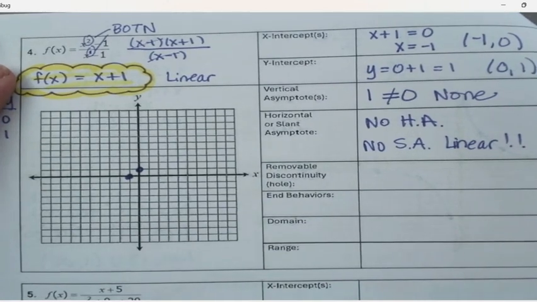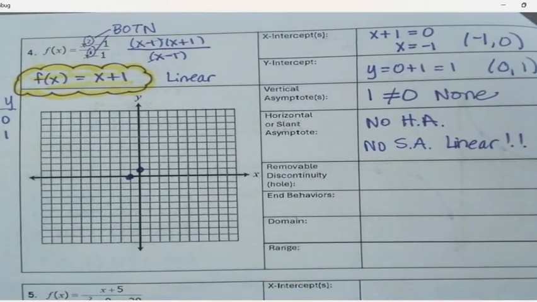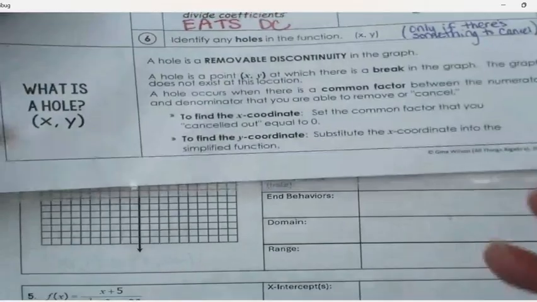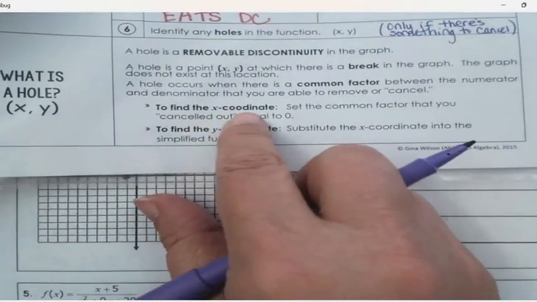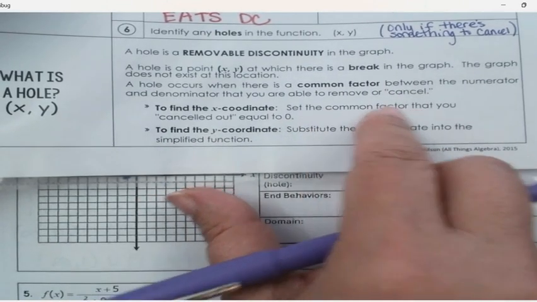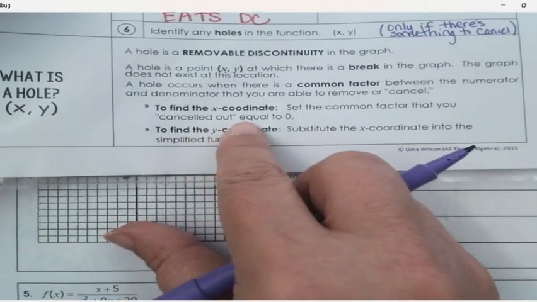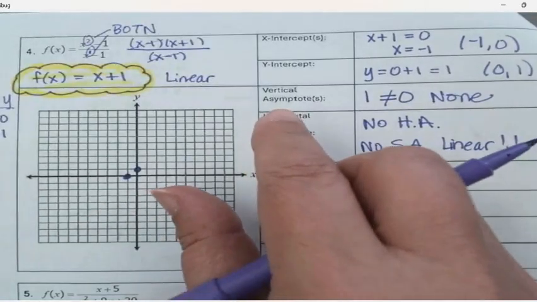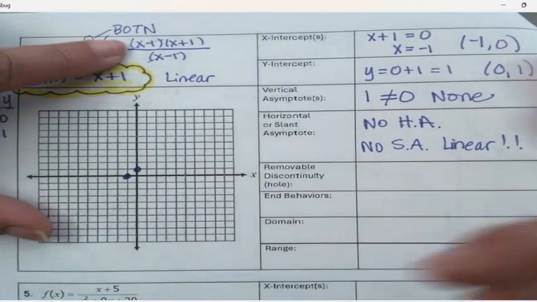No asymptotes at all on this guy. But there's going to be a hole. Okay, there's going to be a hole. How do I find the hole? Well, I'm going to follow my directions. To find the x-coordinate of the hole, set the common factor that you canceled out equal to 0.